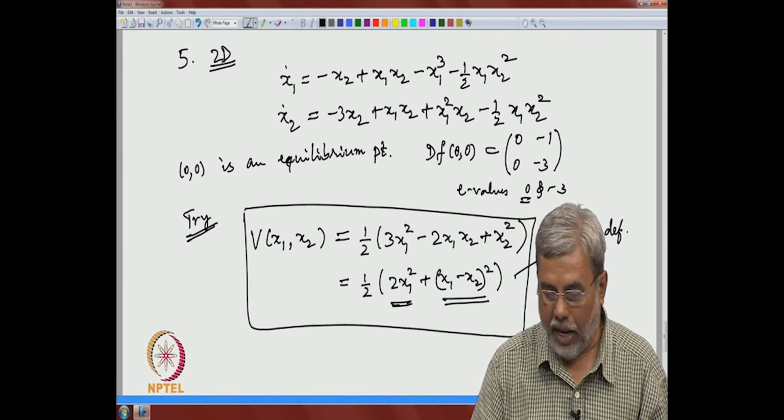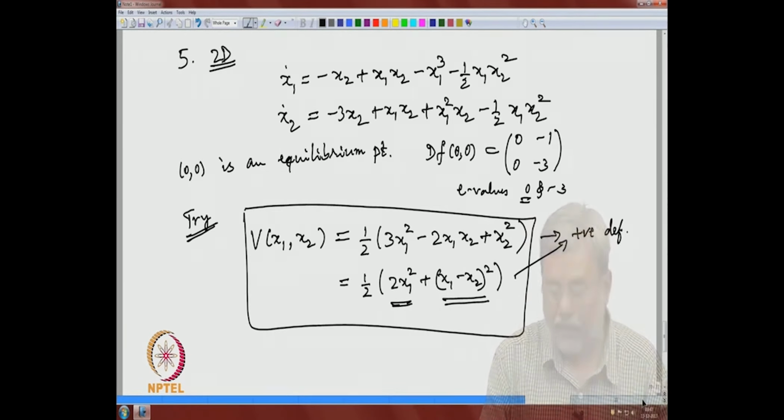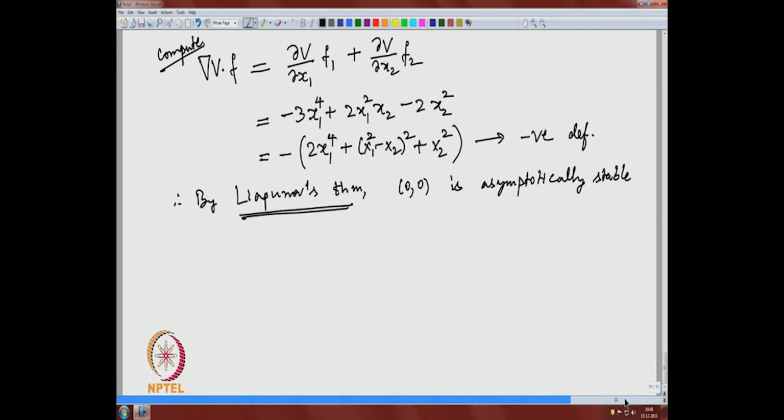Given a system, I cannot immediately see why this 3, minus 2 and 1 should come. That will not happen. You have to try it, and the important thing is we have to have a sign for this grad V dot f. So, that you should bear in mind.